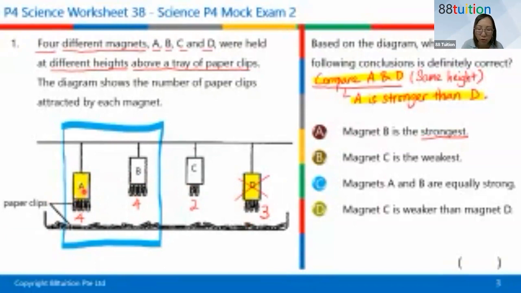So when I compare the yellow one, A and D, A is stronger than D because A attracted more paper clips than D. So I will cancel D. D is weaker, so I cancel it away. Then next, I compare A and B.